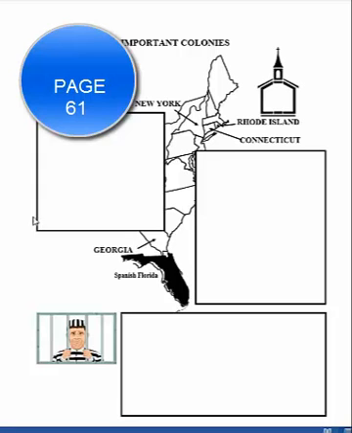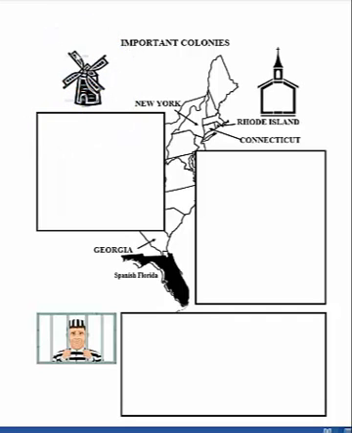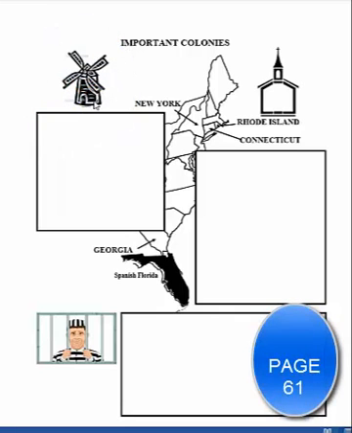Your page should read Important Colonies at the top of the page. We should have a grist mill that looks like a windmill. We should have 3 boxes. On the right side of your paper, you should have a church or a chapel, and underneath, it should have Rhode Island and Connecticut. All the way down at the bottom, we should have a convict next to our last box. Once again, we're on page 61. Please make sure you are on this page.